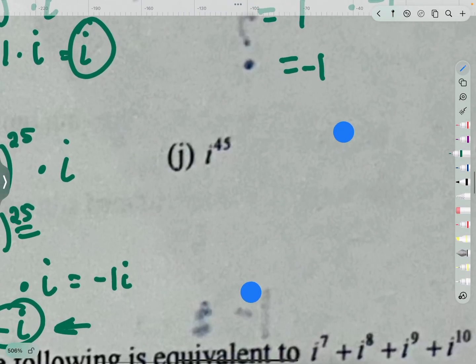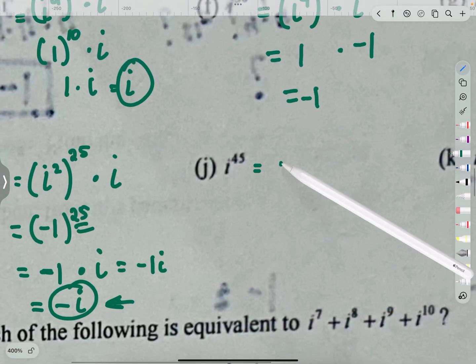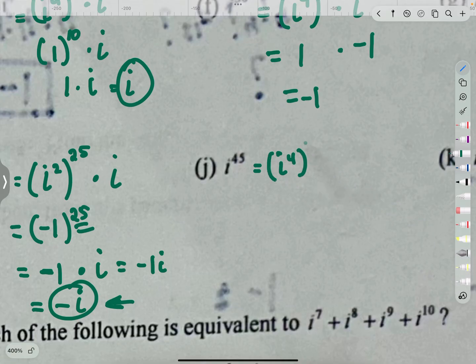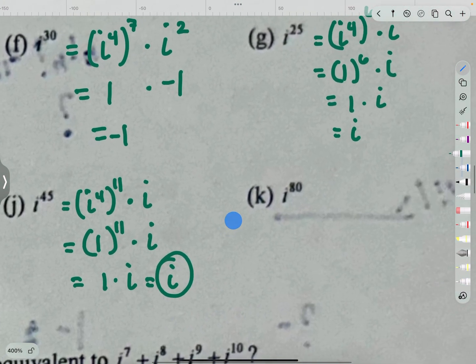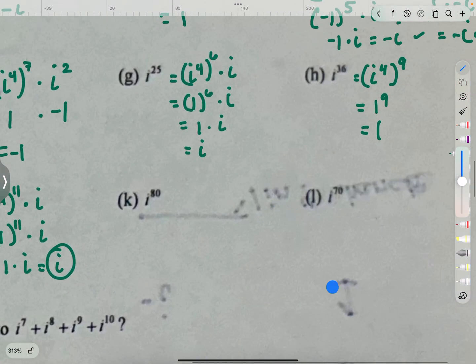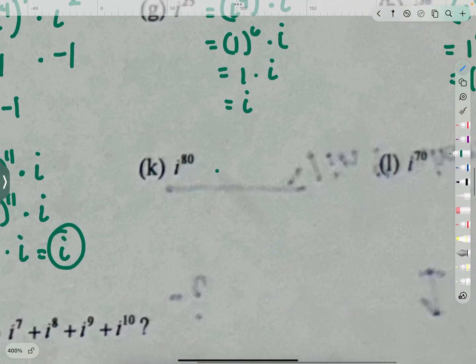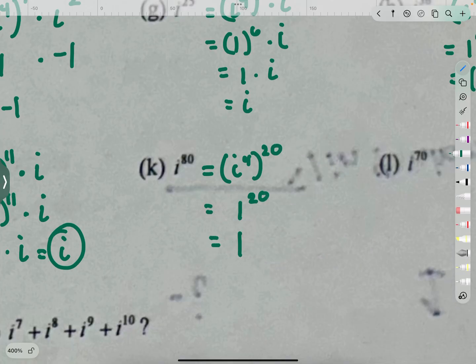45, let's see here. I could divide that by 4. It goes in there 11 times. That gets me up to 44. Then I have to take it times one more i to get to a total of 45 i's multiplied together. i to the fourth is 1. So it's 1 to the 11th times an i, which is 1 times i. And 2 left on this group. Divide by 4, right? 4 goes into it nice and evenly. And that's just 1 to the 20th, just 1.